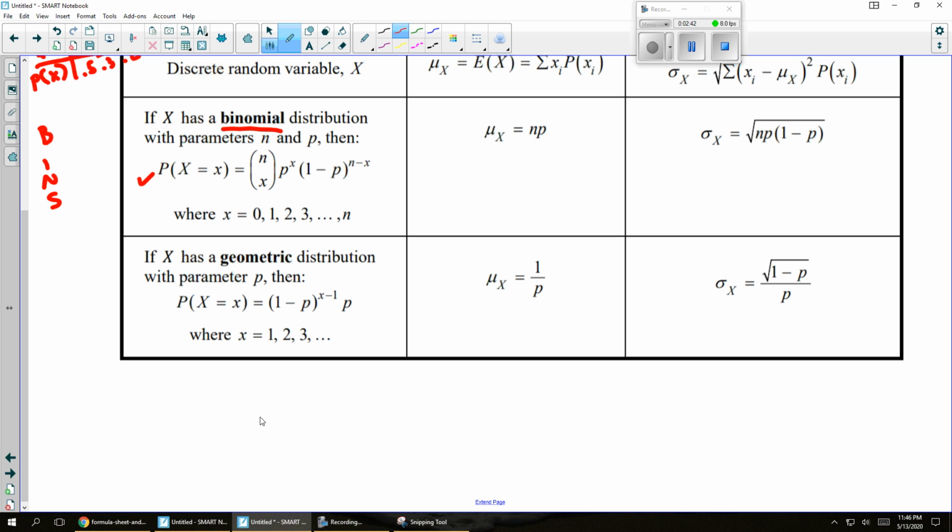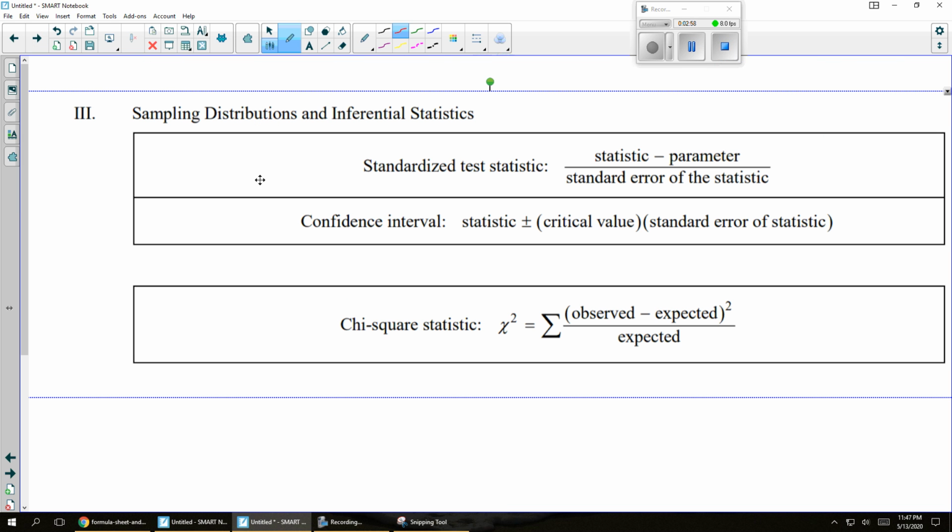And so this part here is the probability of failure and the number of failures, all but the last one. And then P is the probability of success. And I've got the mean and the standard deviations for those things as well.